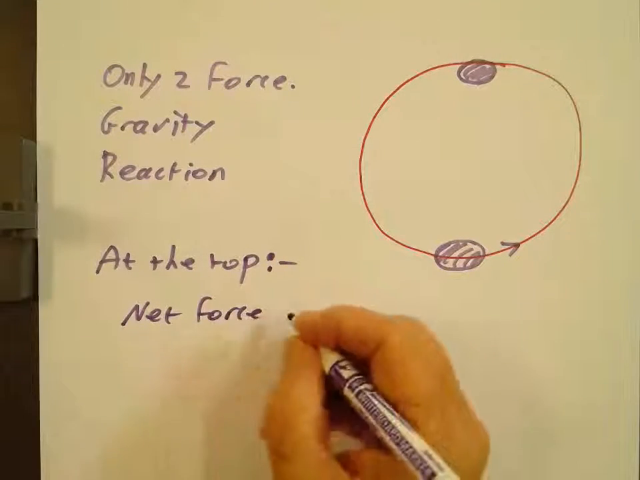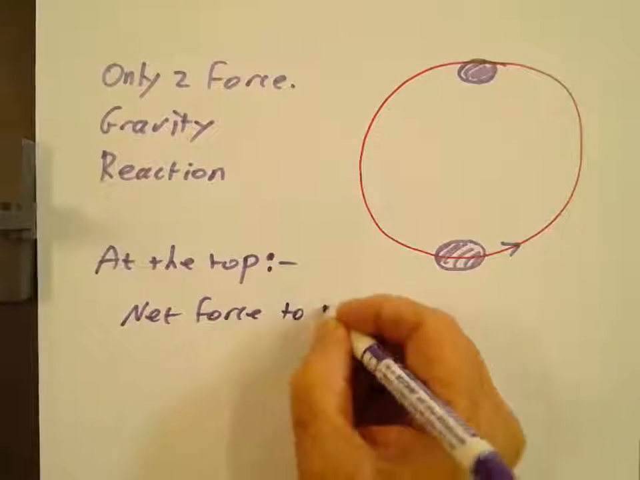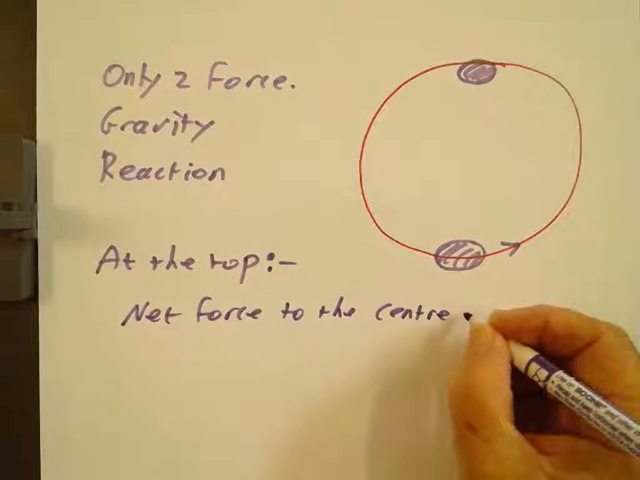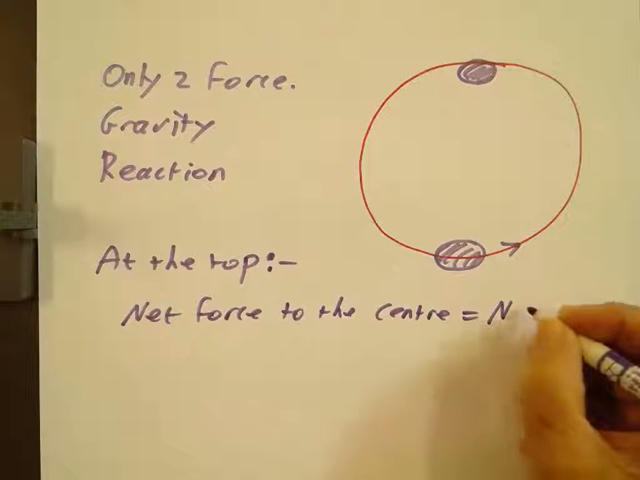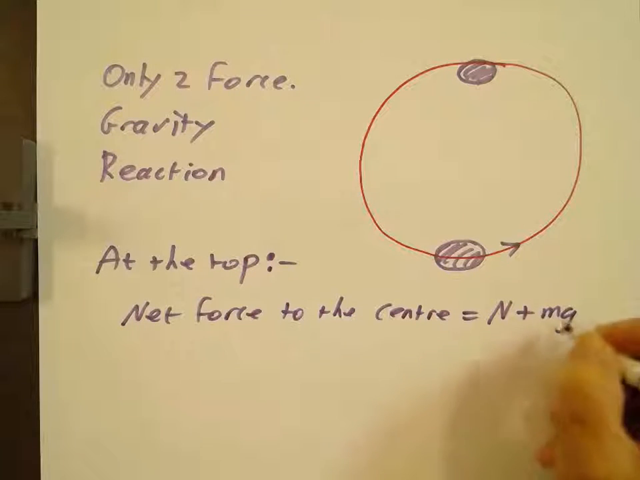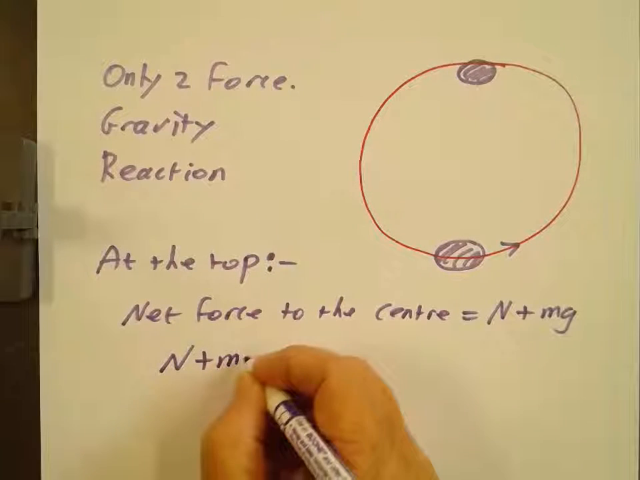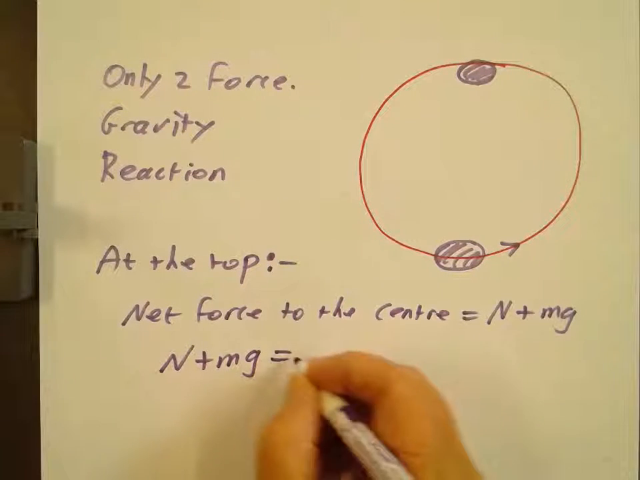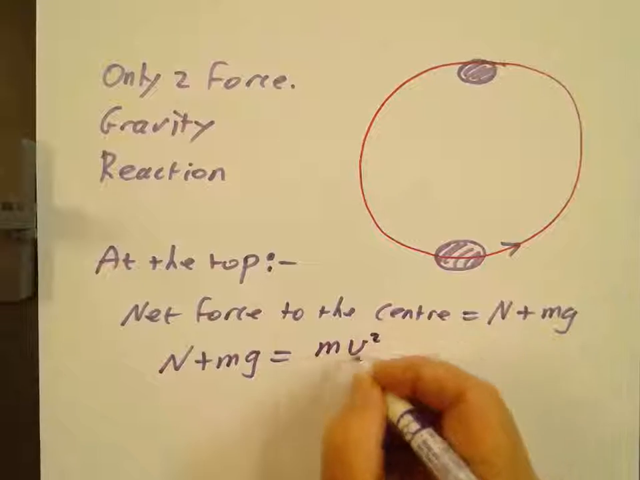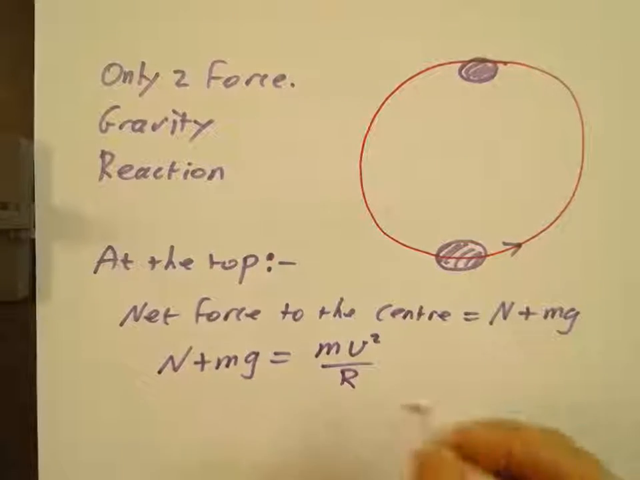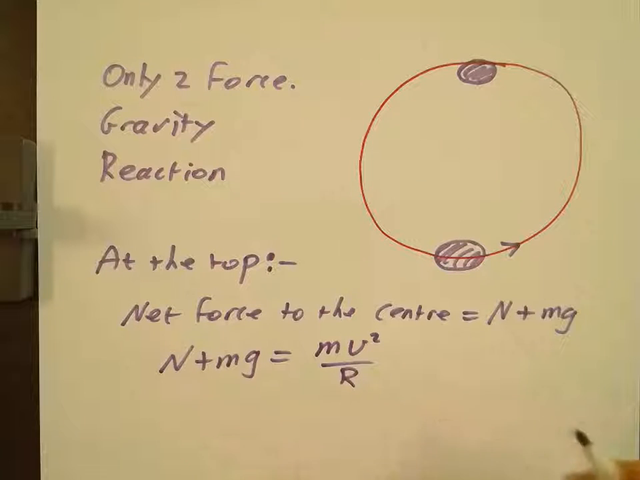net force to the centre equals N plus mg. So N plus mg equals mv squared on r. And the mv squared on r is what we call the centripetal force or circular force, and that is the resultant force.